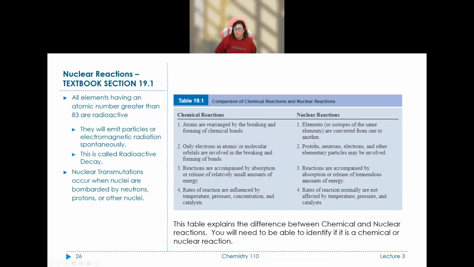Nuclear reactions, on the other hand, we have protons, neutrons, electrons, and other elementary particles that may be involved. The reactions are accompanied by absorption or release of tremendous amounts of energy. And the rates of reaction normally are not affected by temperature, pressure, and catalysts. So only concentration of the things that we listed here. All right. Is it important that you remember all of that stuff? No, not really. But you do need to be able to look at a reaction and tell me if it's a chemical reaction or a nuclear reaction. So since I've shown you chemical reactions already, we know that's just rearranging of those atoms. Let's look at what a nuclear reaction would look like.